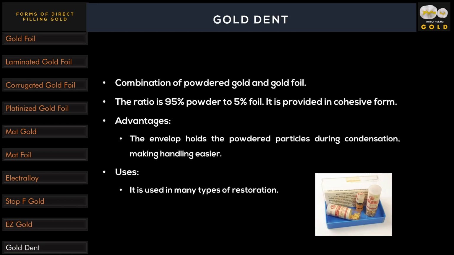And the last type of the gold that we will be seeing here today is the Goldent. It is a combination of powdered gold and gold foil. So as we have seen before, the matte foil is a matte gold wrapped in gold foil, but Goldent is a powdered gold which is wrapped in gold foil. The ratio is 95% of powder to 5% of foil. So it is provided in the cohesive form, and it has the advantage that it envelops and holds the powdered particle during condensation, which makes the handling of this restoration very easy. It can be used in almost all restorative purposes.